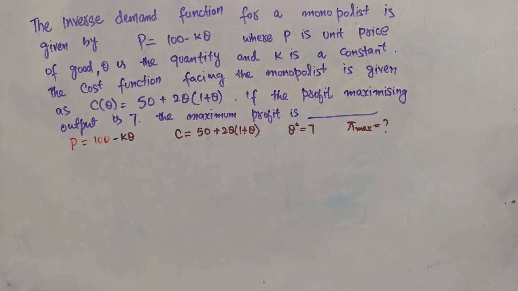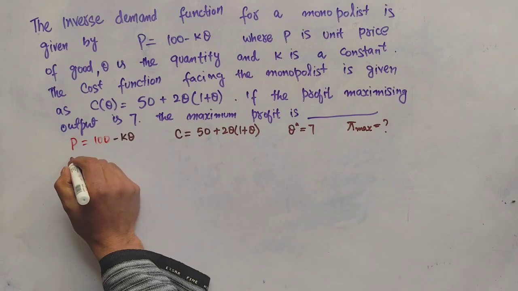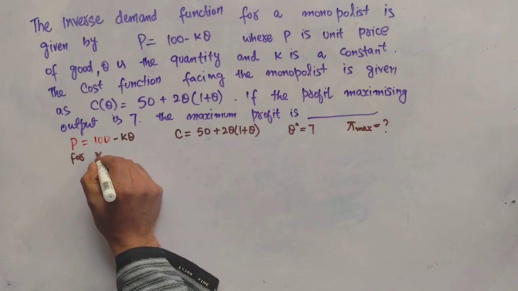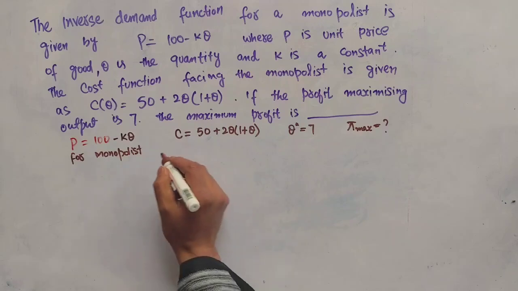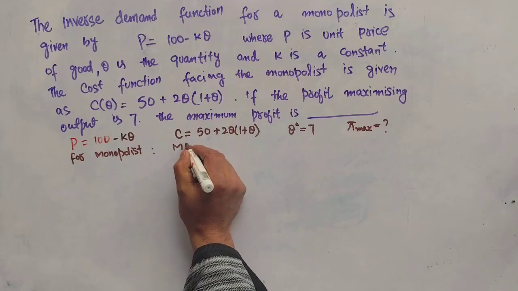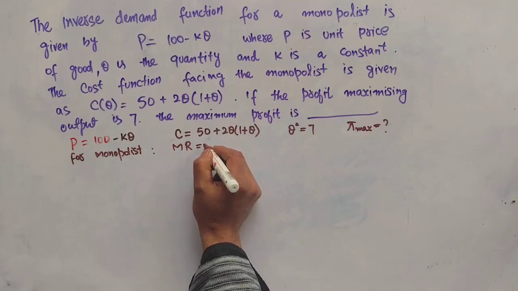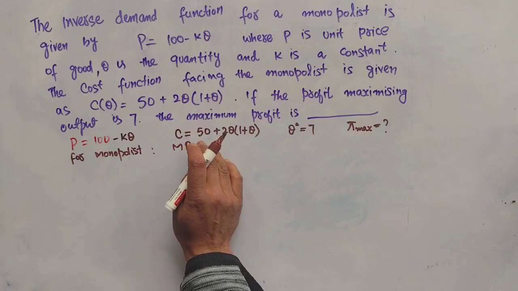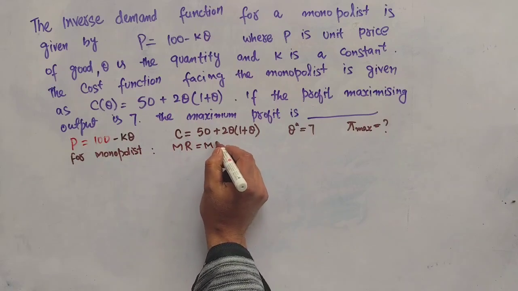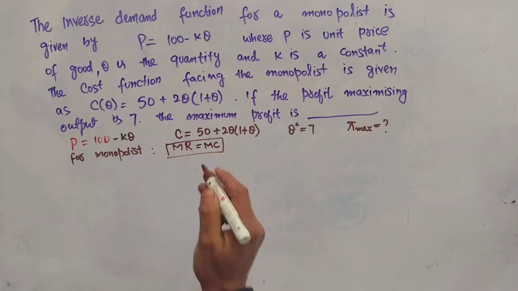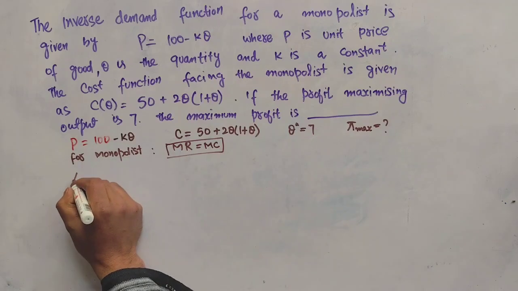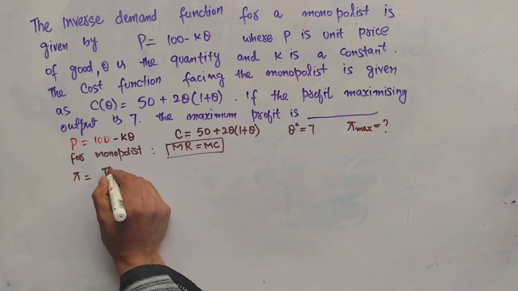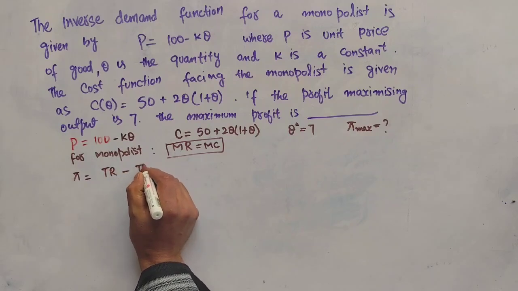Okay, so for a monopolist, what is the profit maximization condition? For a monopolist, profit maximization requires that we equate the marginal revenue with marginal cost. Okay, this is one thing. Or we can first find out, okay, let's solve it by another method, that is, what will be the total profit for the monopolist? That will be equal to total revenue minus the total cost.